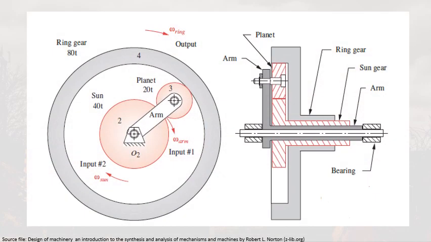So this is how they can look. We have here the sun, the planet, the arm, and then an addition, which is the ring gear. The angular velocity of the ring gear can be computed as the angular velocity of the arm plus the angular velocity of the gear with respect to the arm.